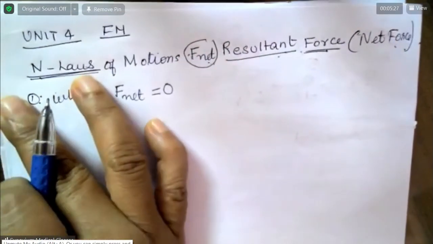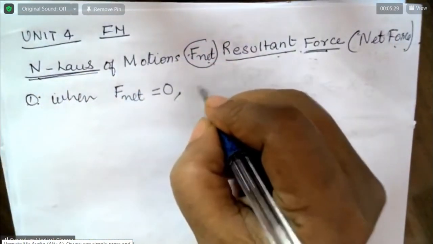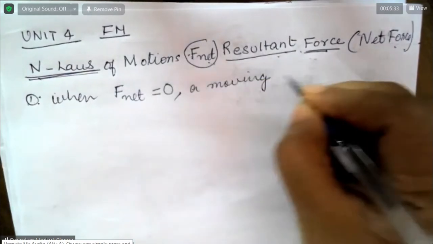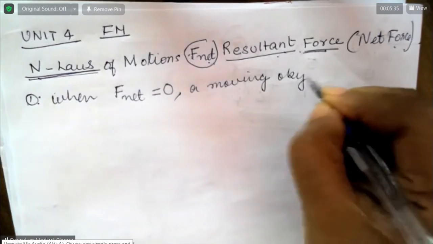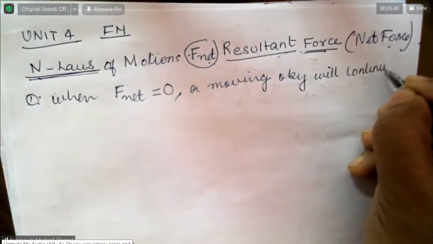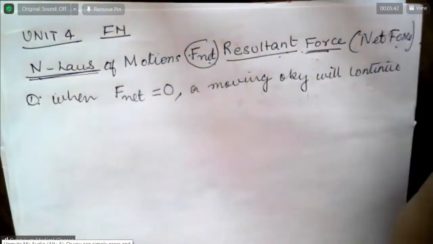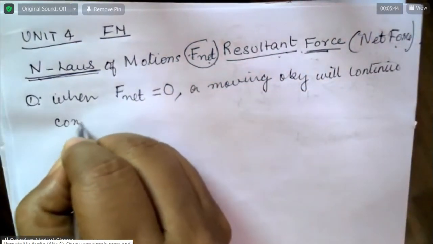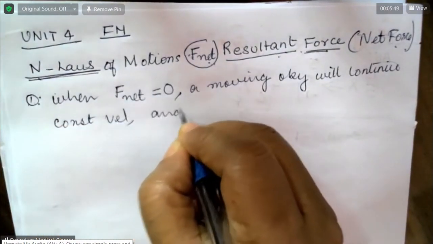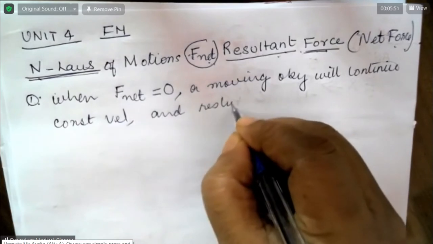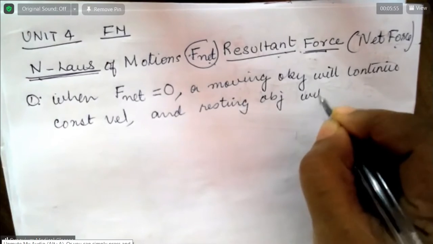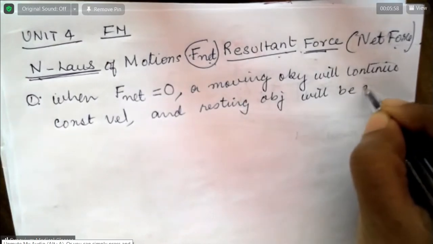When the net force is zero, what will happen to an object? A moving object will continue moving with the same speed, same direction, which means constant velocity, and a resting object will be at rest.